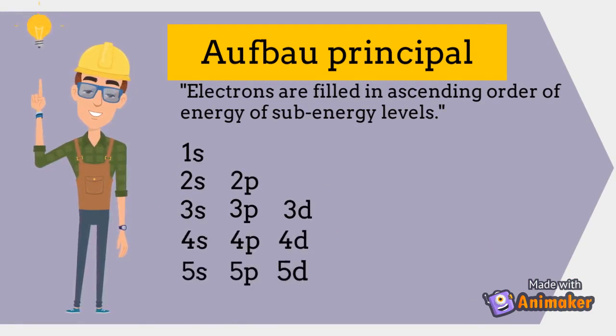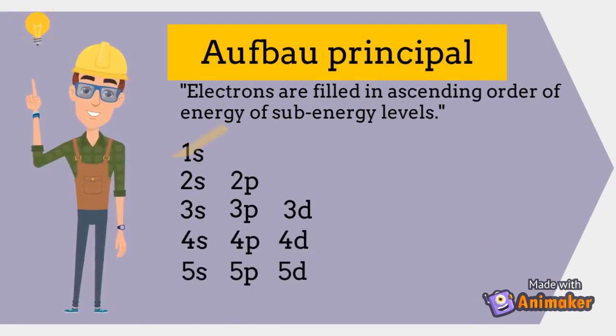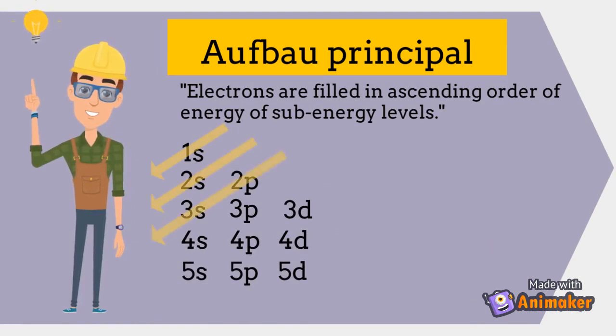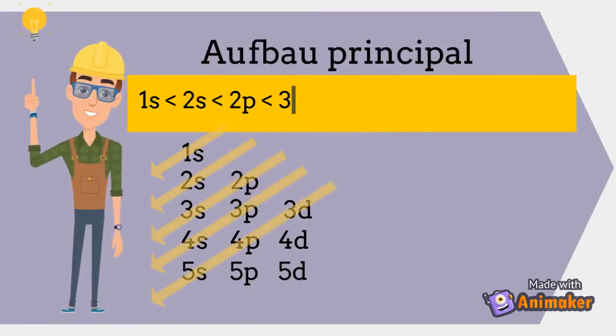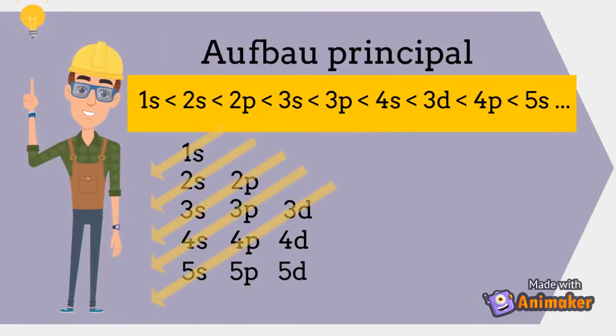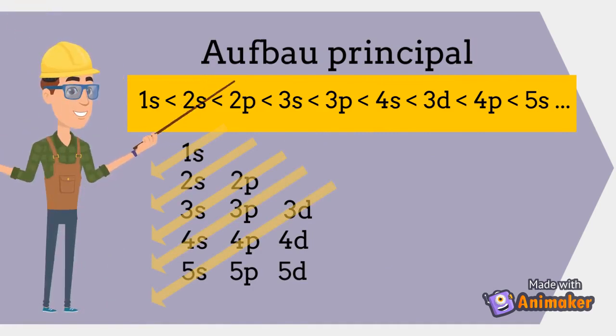First write all the possible sub-energy levels like this. Then start here and move along the arrows one by one. Finally, you will get an order like this. It is important to remember that 4s is filled before 3d.